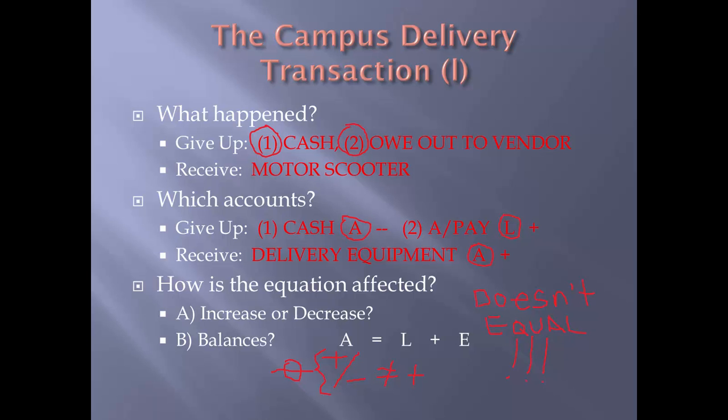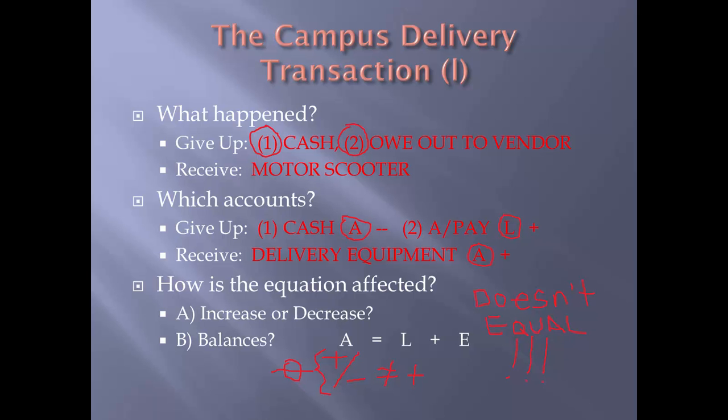Okay, transaction L. Here is what we call a compound entry, or what I might call a 3-parter. We have 3 different parts to this. Still, the value of what is being given up is equal to the value of what is being received. It just involves more than one thing that's being given up or received. In this case, we're receiving one thing, but we're giving up two things. The two things equal the value of the one thing that we're receiving.